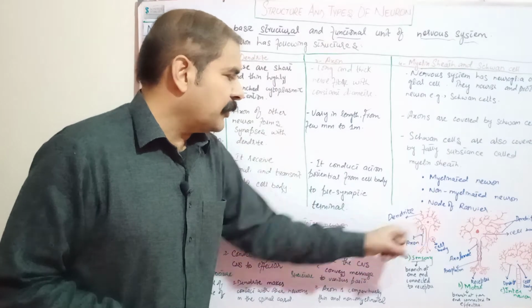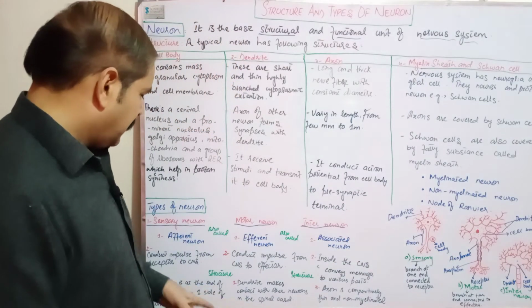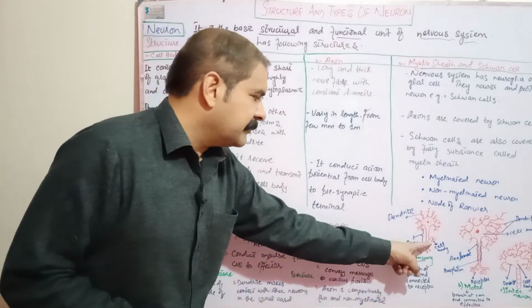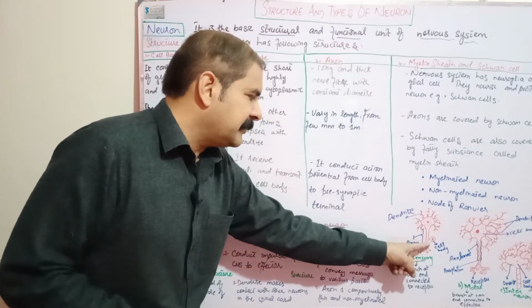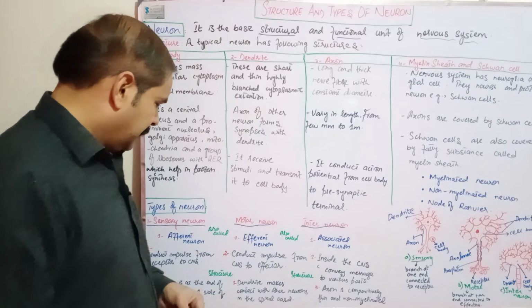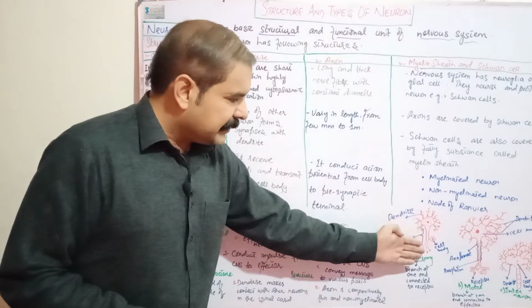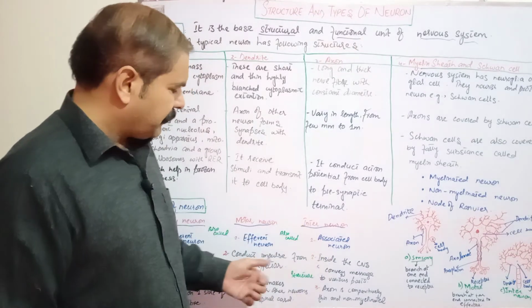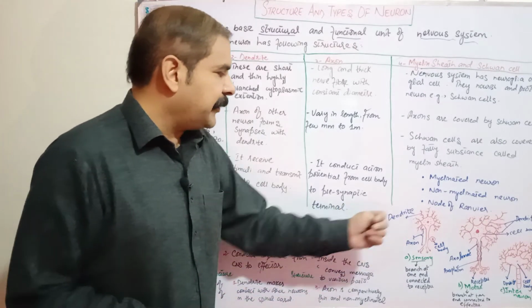They have cell body at the end with a short stalk. They conduct messages. The second one is motor neuron or efferent neurons.